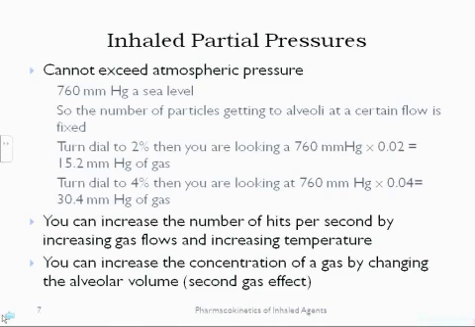If you increase the number of hits per second by increasing gas flow, you get a more rapid induction. More gas gets to the alveoli, or you can do it by also increasing temperature. Usually the anesthetics are being delivered at very cold temperatures. Okay, so that doesn't really help you. It slows down your induction.